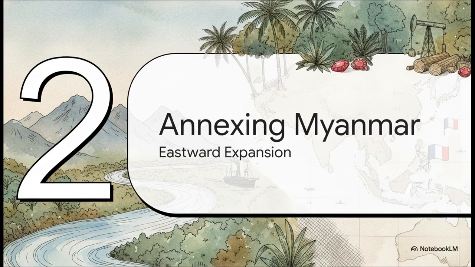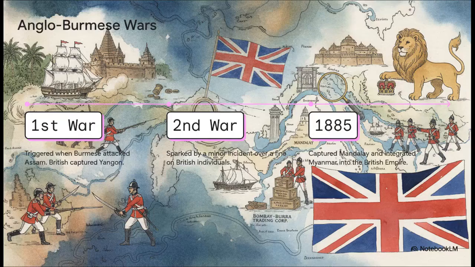Moving right along to Section 2, the annexation of Myanmar, eastward expansion. Okay, so the northern mountains are locked down tight. Where do the British look next? Eastward, to Myanmar, or Burma as it was known back then. They really wanted to protect their Indian frontiers from the French, who were busy operating over in Indochina. Plus, they were incredibly eager to exploit Myanmar's rich natural wealth.